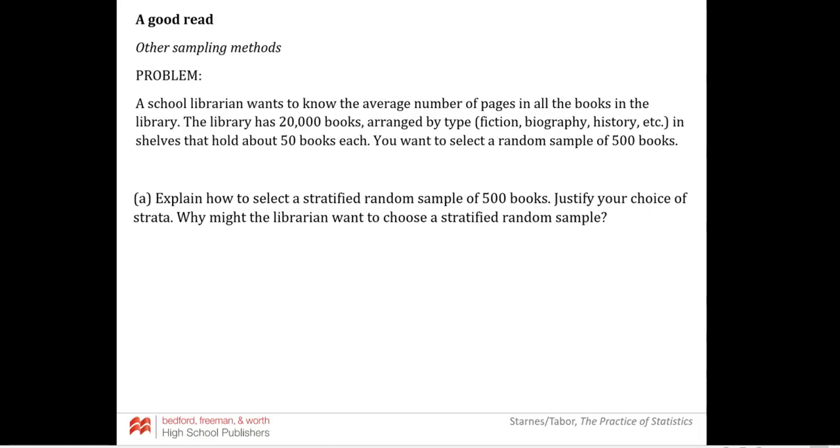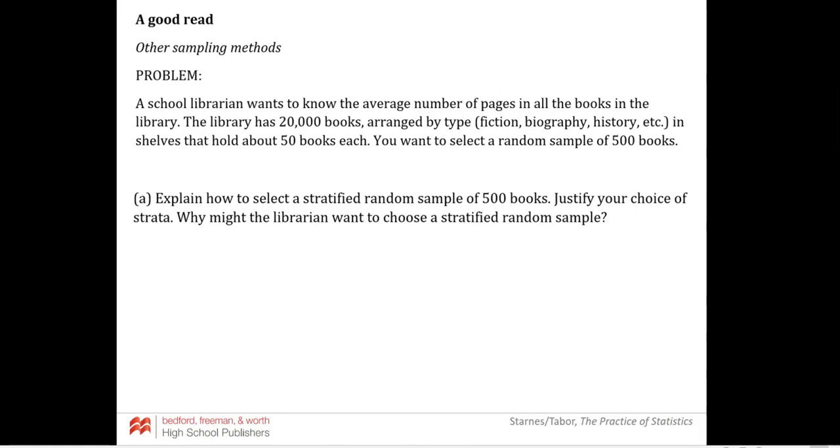Okay, so how do you do it? Well, how would you do that? By stratified. And justify your choice of strata. Why would you choose that to stratify by? Well, you want to put homogeneous things together here. So I would think you might want to stratify by the type of book, like fiction, biography, history, etc.